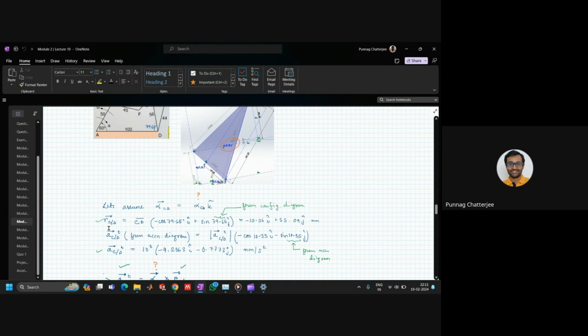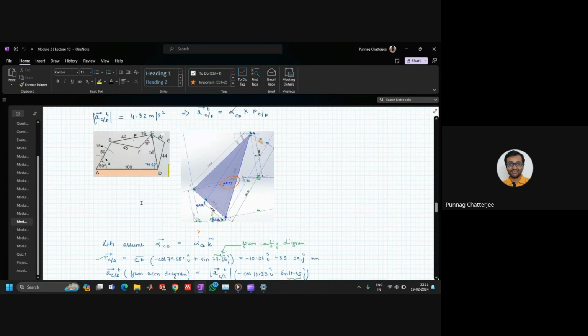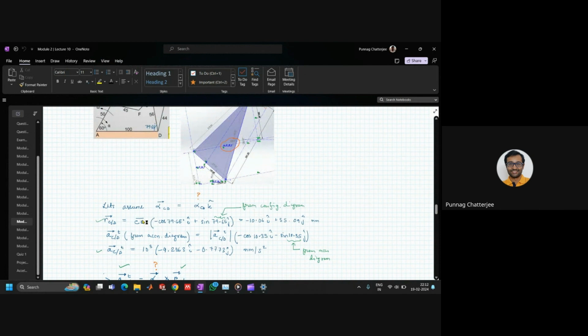Okay, and R of C with respect to D is something you can find from the configuration diagram. If you measure this angle, it comes out to be 79.65 degrees. It's a vector, right? And it's in the second quadrant. In the second quadrant, my I is negative and my J is positive. So minus cos 79.65 I plus sine 79.65 J. This is my vector definition, and the magnitude of the vector CD is already given as 56. So these are your simplified values, and there's no scaling factor used in R.